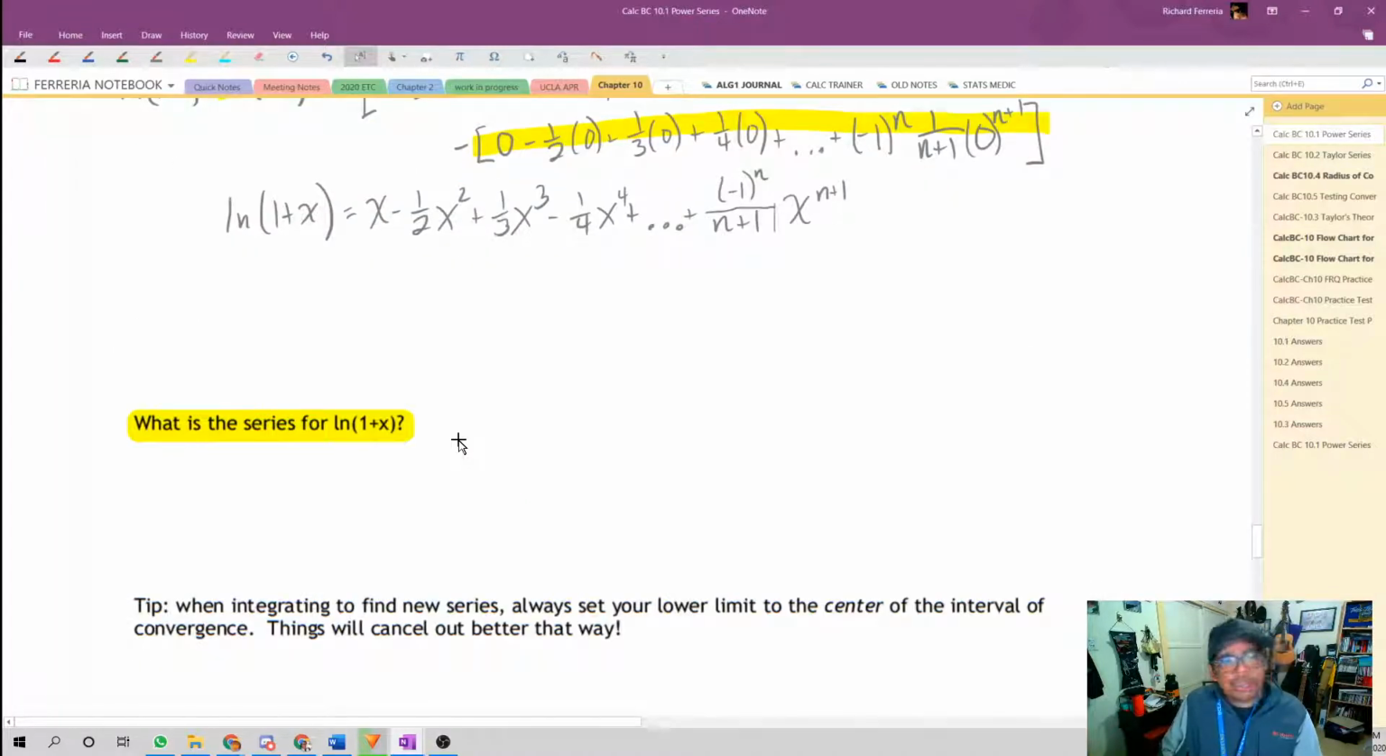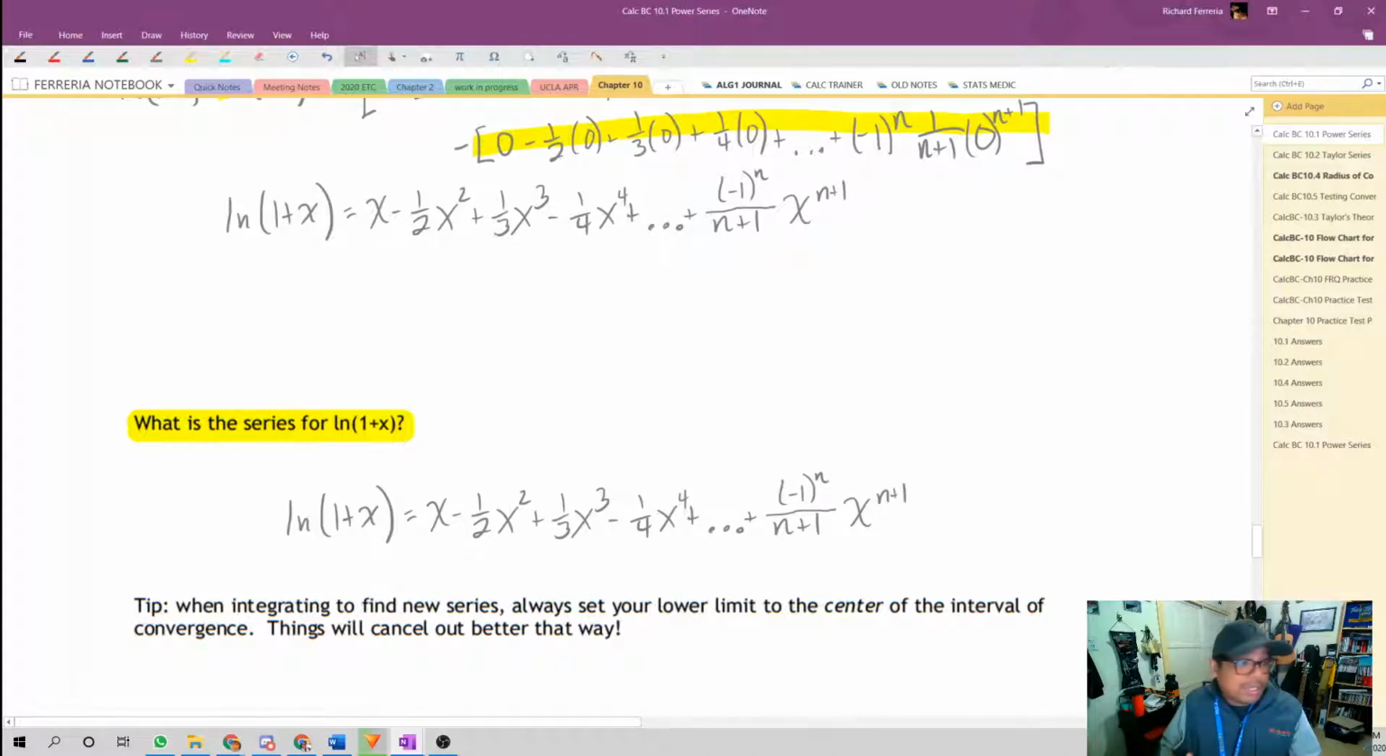So what is this series for natural log of 1 plus x? Well, as you see, the natural log of 1 plus x is equal to x minus 1/2 x squared plus 1/3 x cubed, etc., etc. This is a good time to mention that series aren't unique. In other words, more than one series could be equal to the natural log of 1 plus x. This is just one that we found, but others may or may not exist.